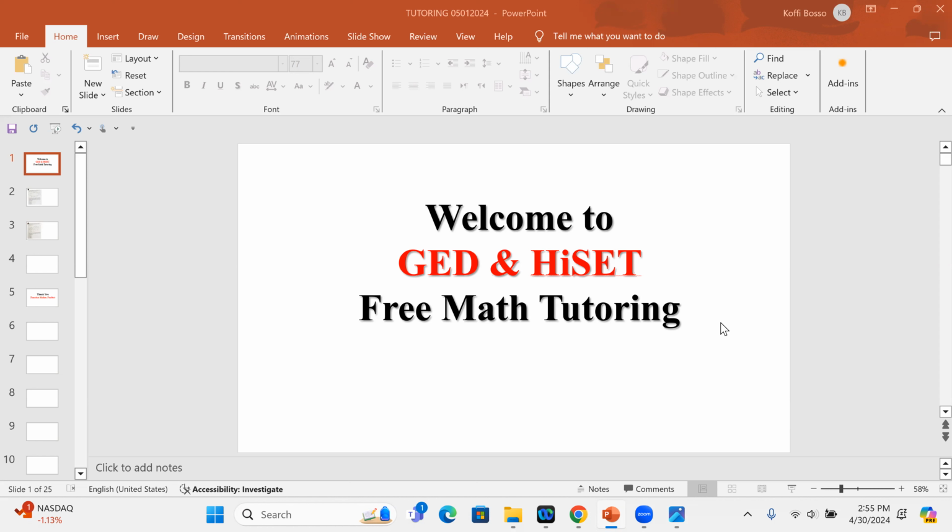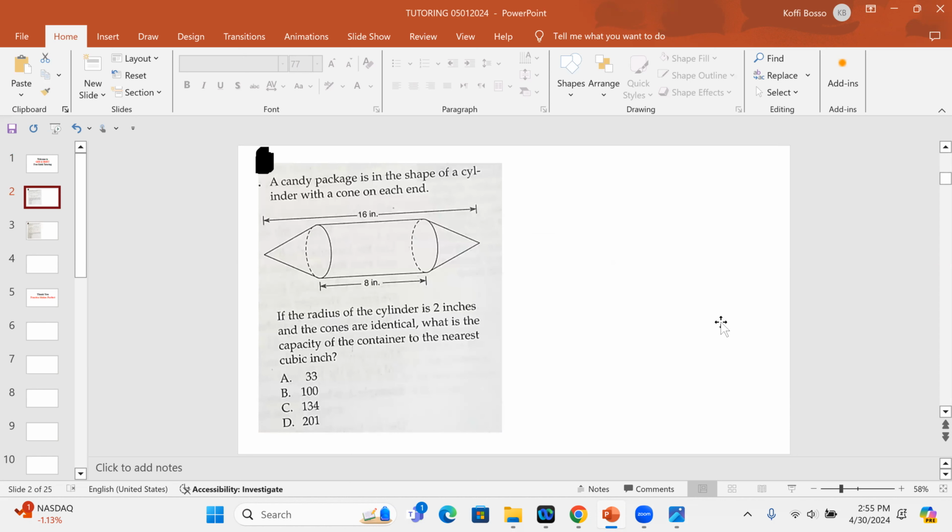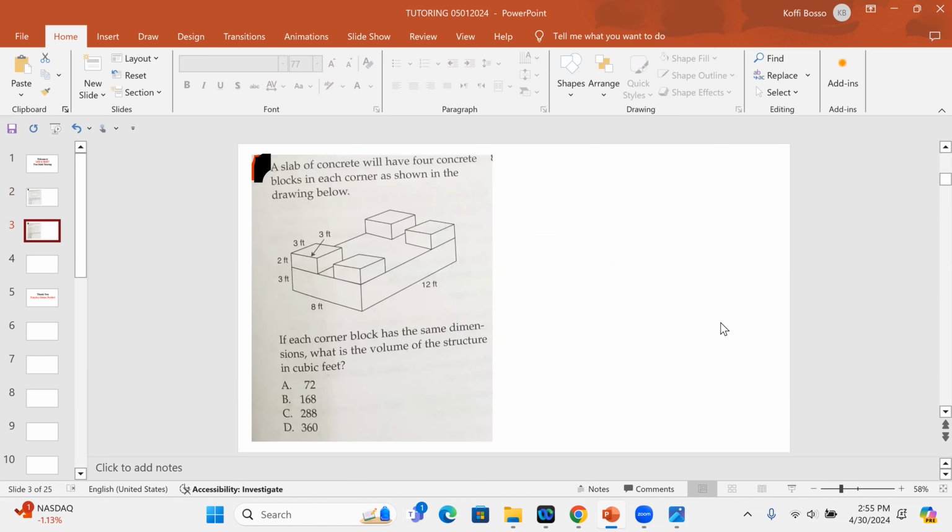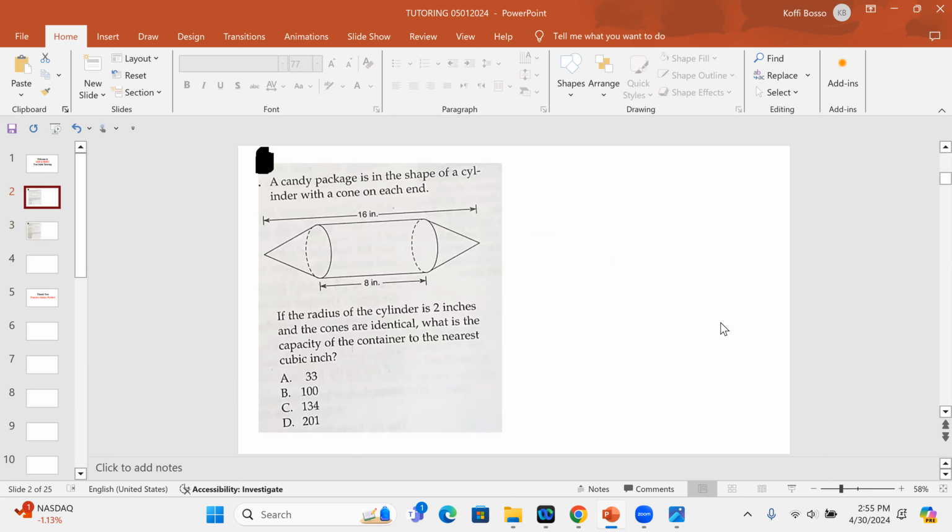Perfect. Okay, so today we're gonna work on two geometry questions. This is the first question, and this is the next question. So tell me, for this question, can you read it and tell me what you understand, how you think we're gonna solve it? Feel free to tell me anything you know about this.